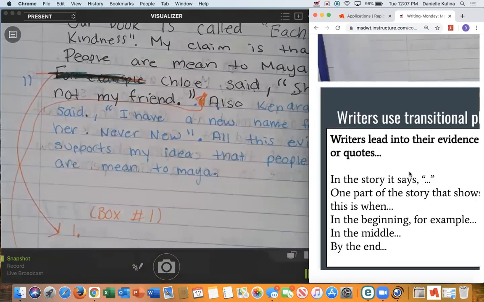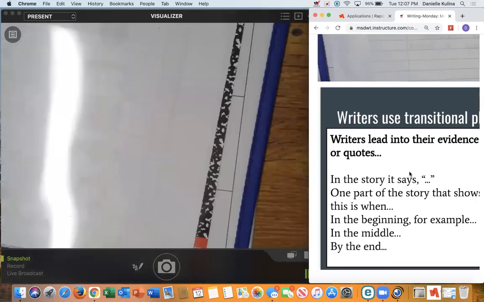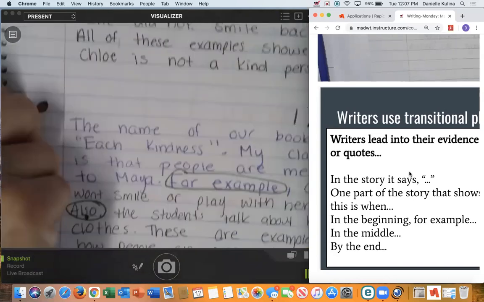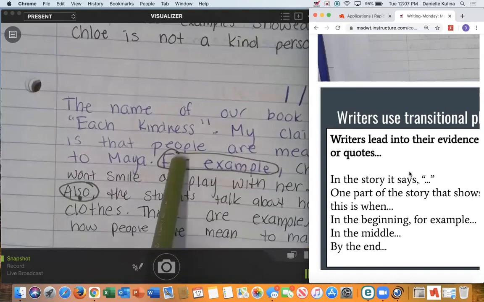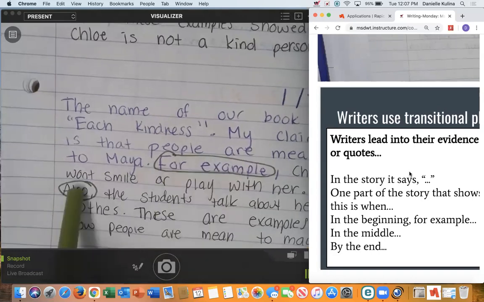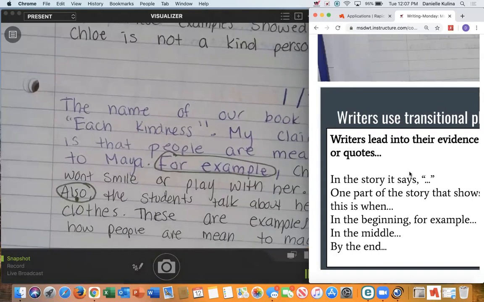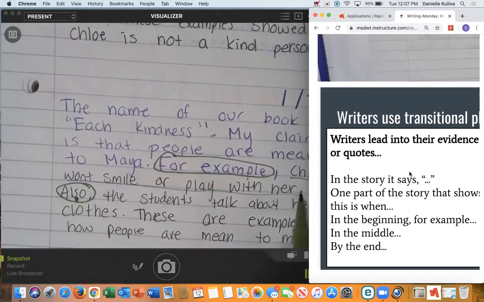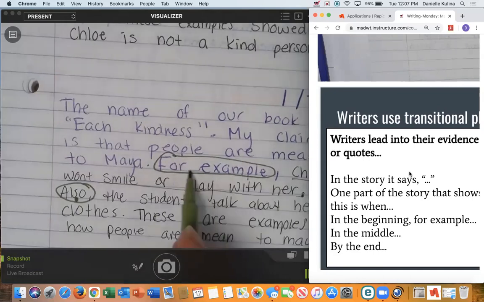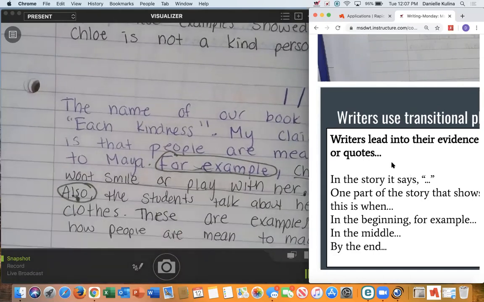We are just replacing these two words, for example, or three words, for example, and then also. We're going to keep our evidence. We're still keeping our evidence, but we're just exchanging this phrase and this word for one of these phrases to make it sound nicer.